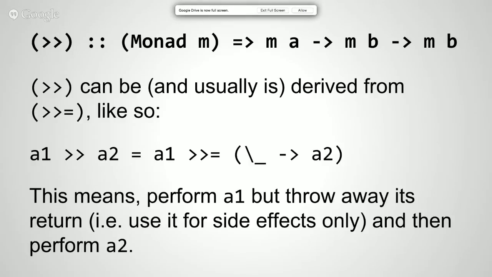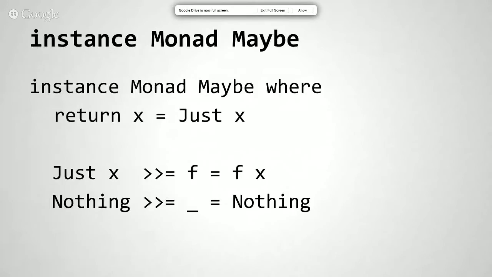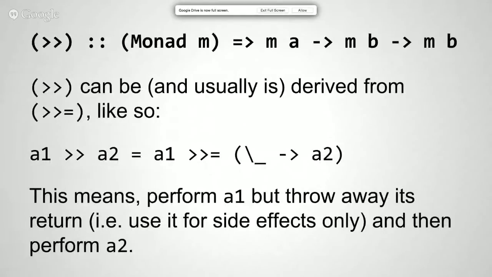So you're saying, okay, A1 sequenced with A2, with the argument thrown away. That means that you care about the side effects of A1, but you don't care about the value. This only makes sense for the IO monad? No, for any of them. All this stuff works for any monad.